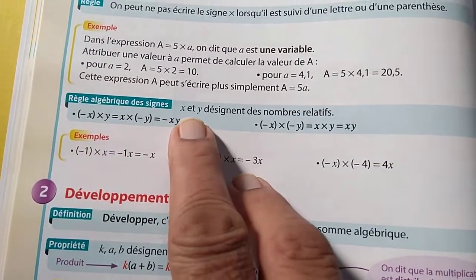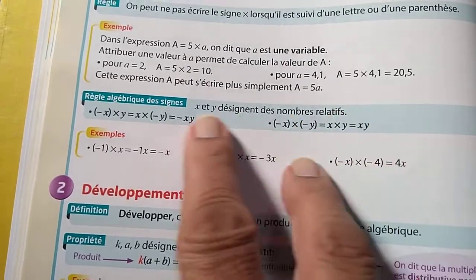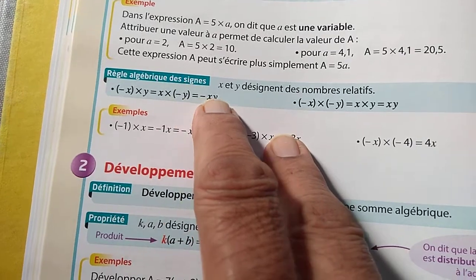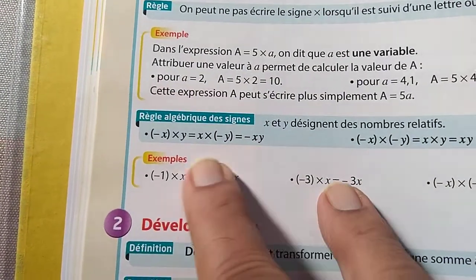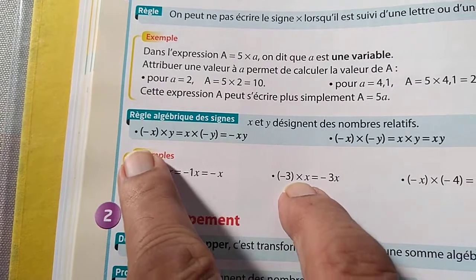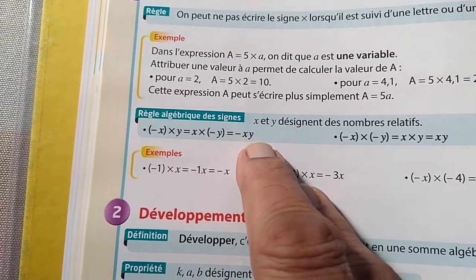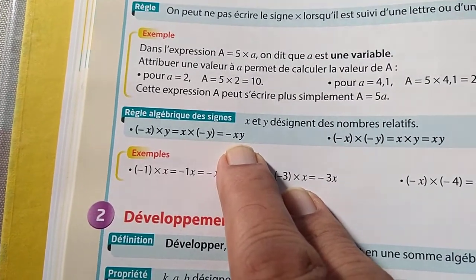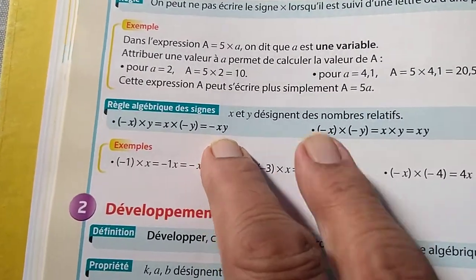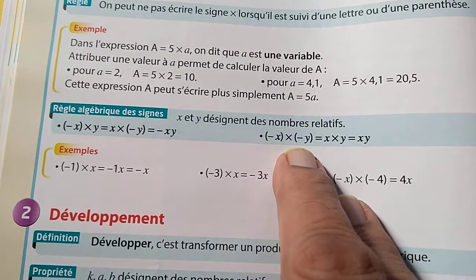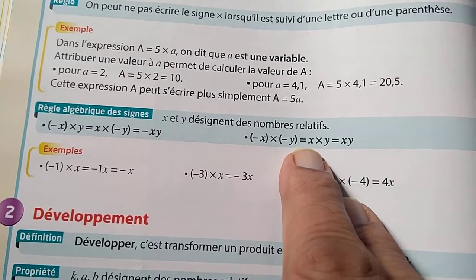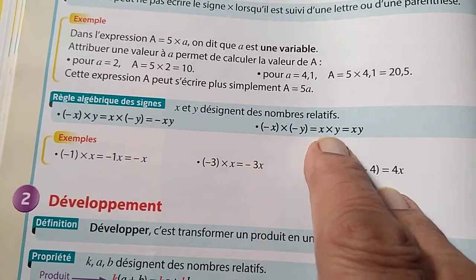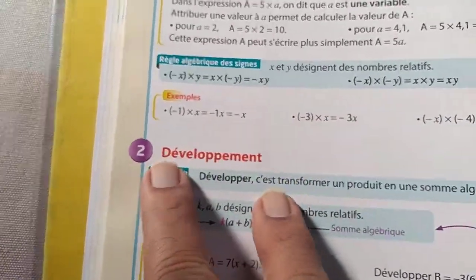So here we have, si x et y désignent des nombres relatifs, moins x fois y est égal à x fois moins y est égal à moins xy. This we know. This is very common. A into B is the same as B into A, and it is equal to minus xy. You could also say minus yx. If you write minus yx, it's absolutely correct. Here you have minus x into minus y. That is equal to x into y, because minus into minus will give you a positive number. This gives you xy. There are a few examples here.